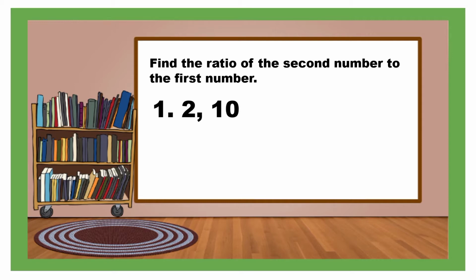Number 1, 2 and 10. The answer is 5. Because 10 divided by 2 is equal to 5. Number 2, negative 3 and 12. The answer is negative 4 because 12 divided by negative 3 is equal to negative 4.